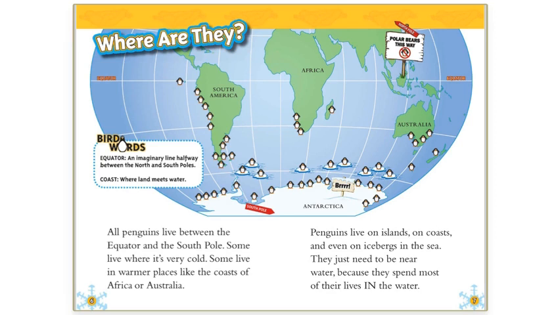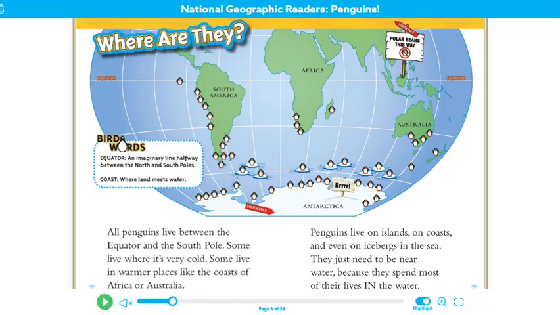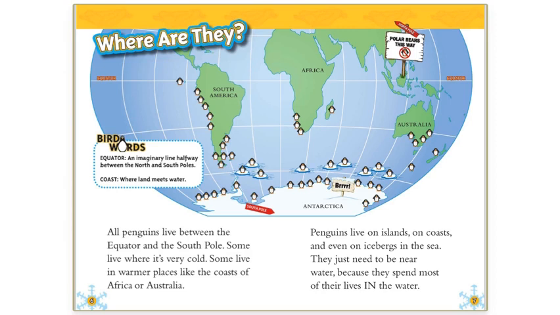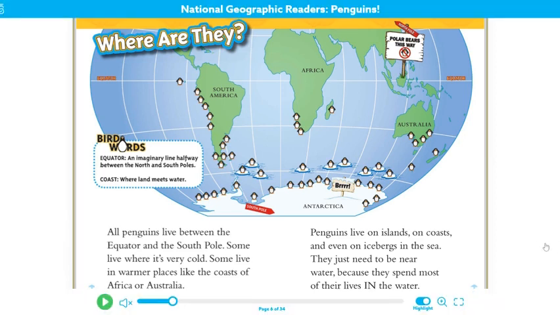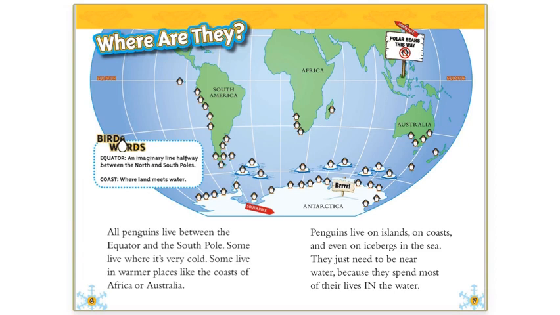Okay, I'm going to go ahead and read this to you, and then we're going to talk about notes that we could take. My heading is, "Where are they?" And that clues me in that this is going to talk about their habitat. All penguins live between the equator and the South Pole. Some live where it's very cold. Some live in warmer places like the coasts of Africa or Australia. Penguins live on islands, on coasts, and even on icebergs in the sea. They just need to be near water because they spend most of their lives in the water.